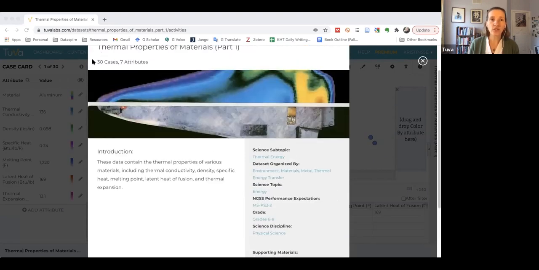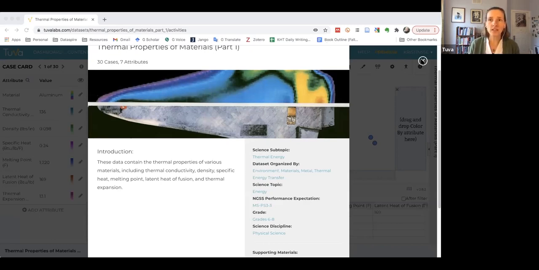The data have 30 cases, and in this data set, each case is a specific type of metal, and there's 7 different attributes or properties, characteristics of those metals that we can look at across those 30 metals. And we can use that to make comparisons across metals, across different properties, how those things vary, things like that.